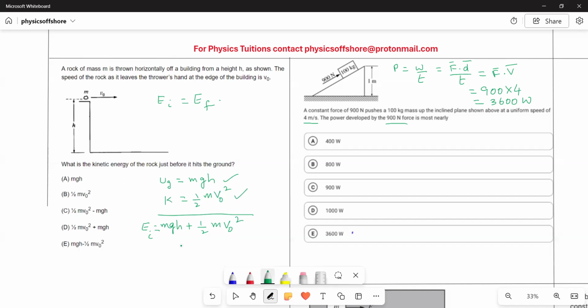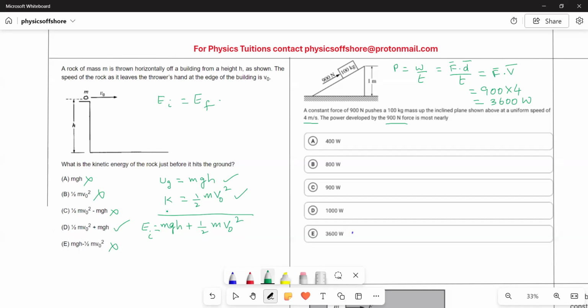So this is the value, because there are no other values. It is not mgh. It is not half mv naught squared. And it is not half mv naught squared minus mgh. So this is the initial energy, and the final energy is also like this one. So the total energy of the system is this one.